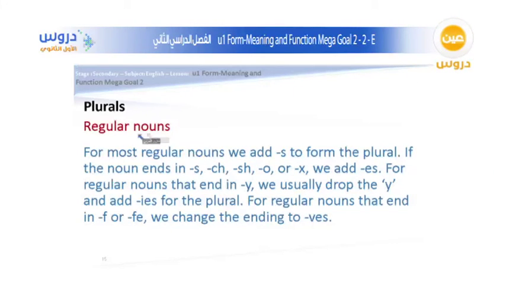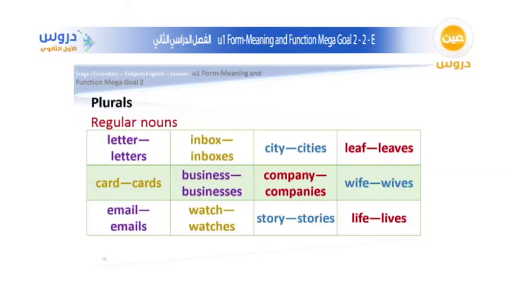With regular plural nouns, for most of them, we add s to form the plural. So we only add s. There are some cases: if the noun ends in s, ch, sh, o, or x, we add es. For nouns that end in y, we usually drop the y and add ies for the plural. And for regular nouns that end in f or fe, we actually change the ending to ves. Okay, and we're going to see some examples.